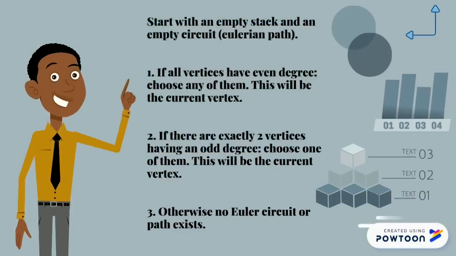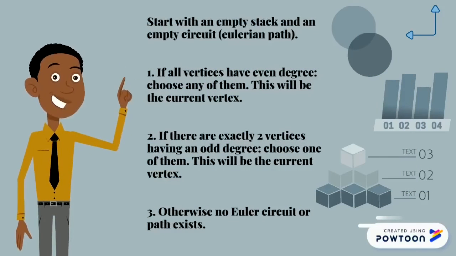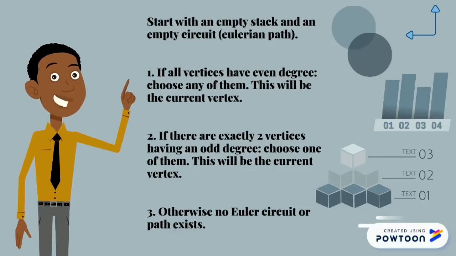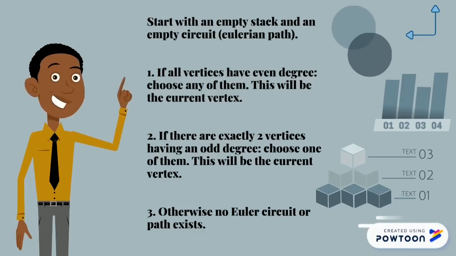Start with an empty stack and an empty circuit, Eulerian path. 1. If all vertices have even degree, choose any of them. This will be the current vertex. 2. If there are exactly two vertices having an odd degree, choose one of them. This will be the current vertex. 3. Otherwise no Euler circuit or path exists.